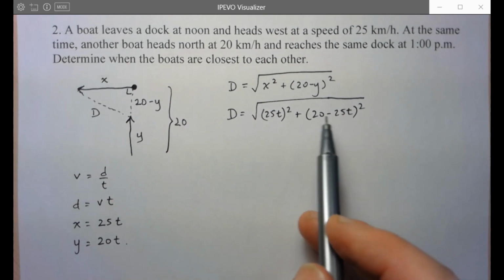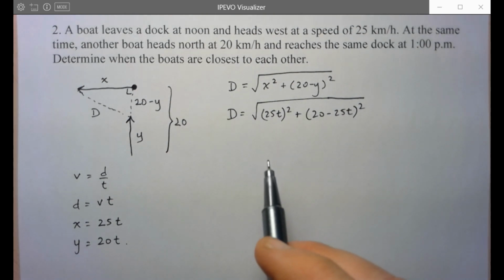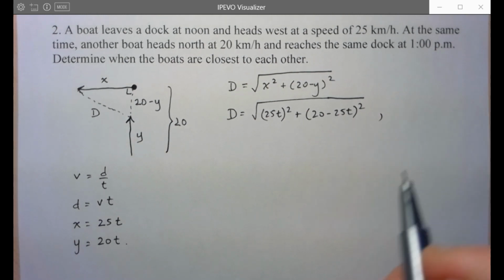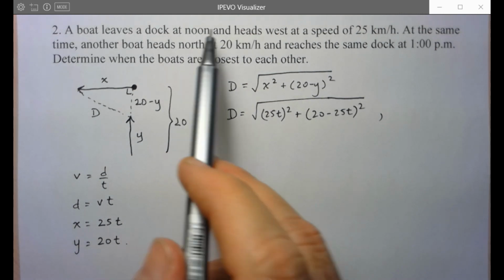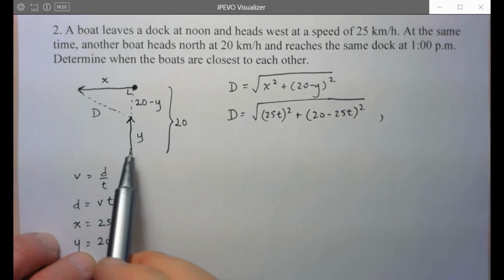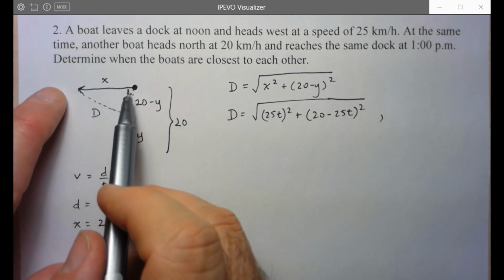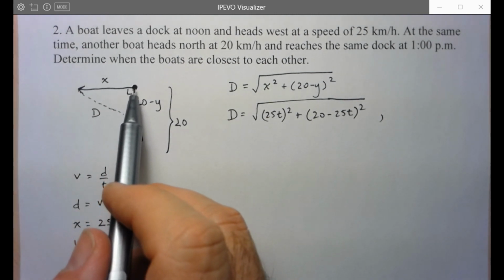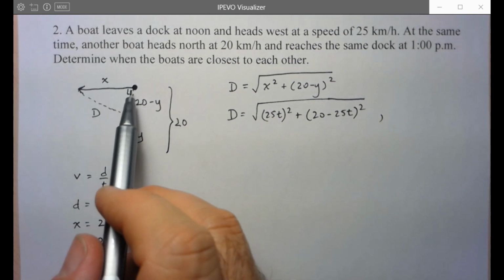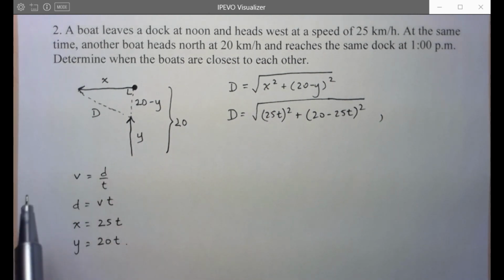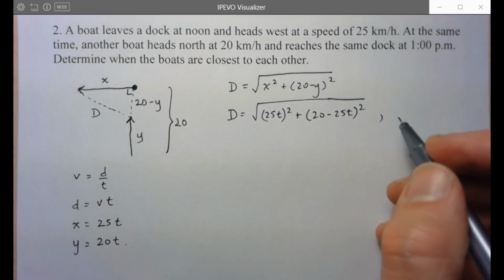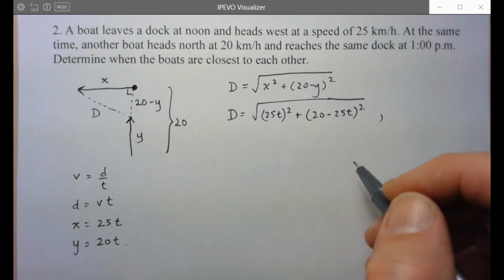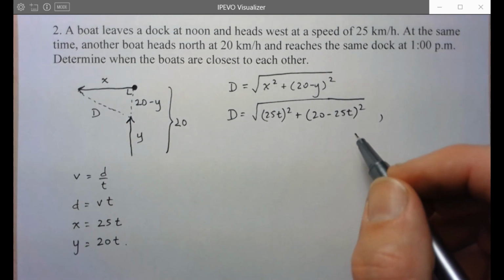Now let's see if we can figure out what the domain of this model is going to be. Here they both leave at noon, and I think it makes sense to end this experiment at 1 p.m. because once the second boat reaches the dock, the distance between them is just getting larger and larger. So definitely past 1 p.m., there's no way that they can be at their closest. Instead of using 12 and 1, or 12 and 13 in military time, I'm going to let t be the time from 12 noon.